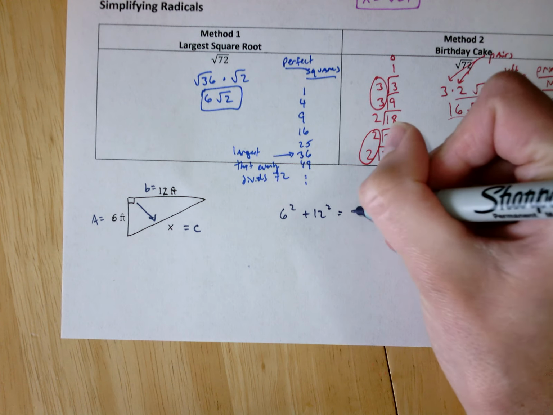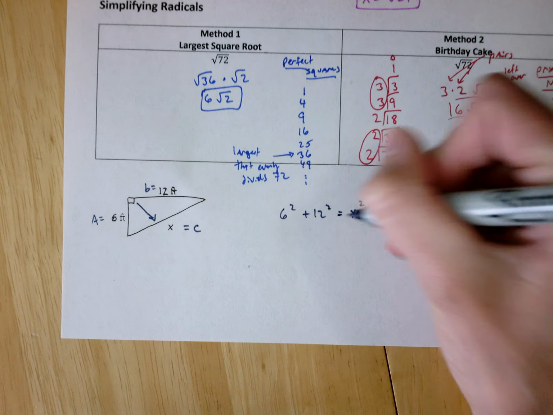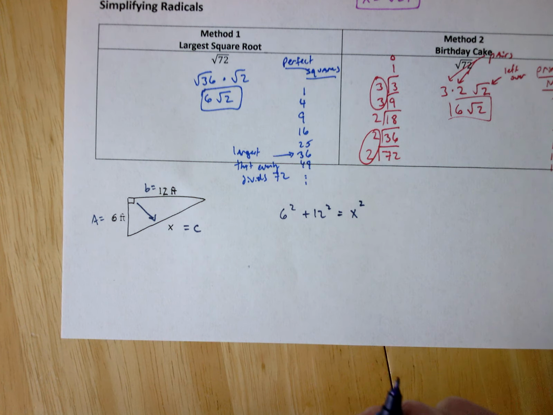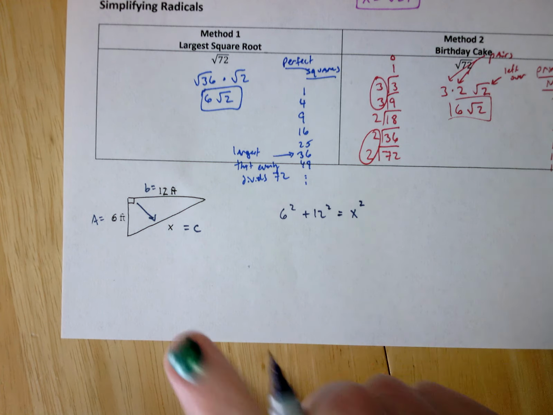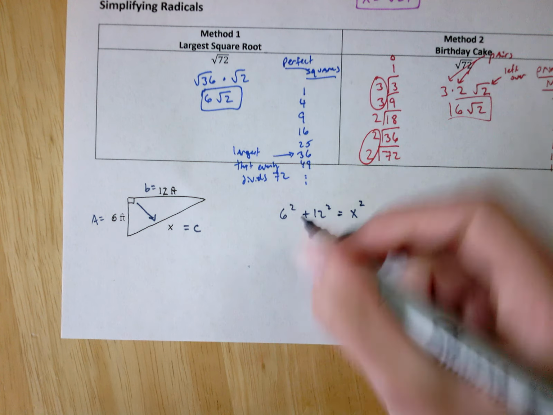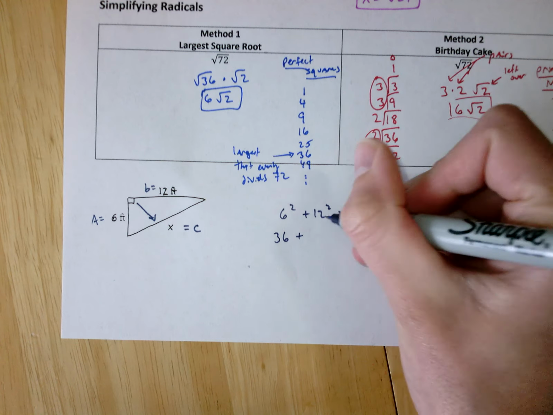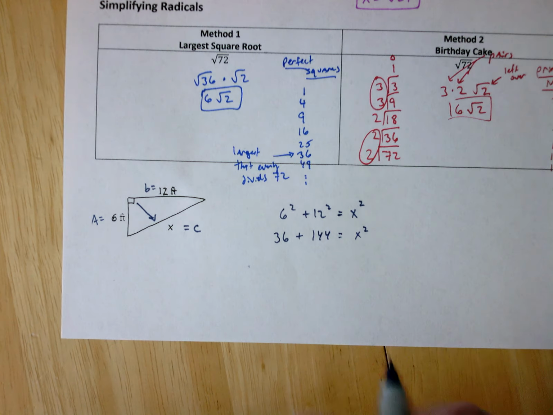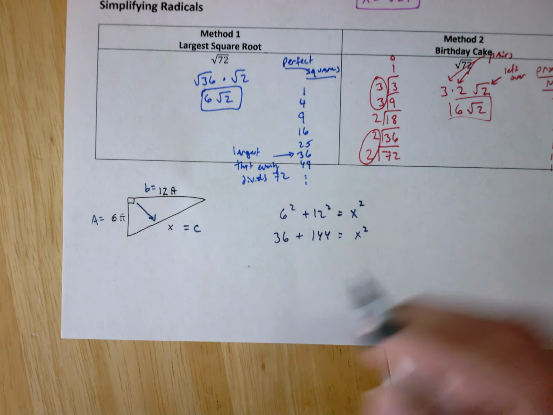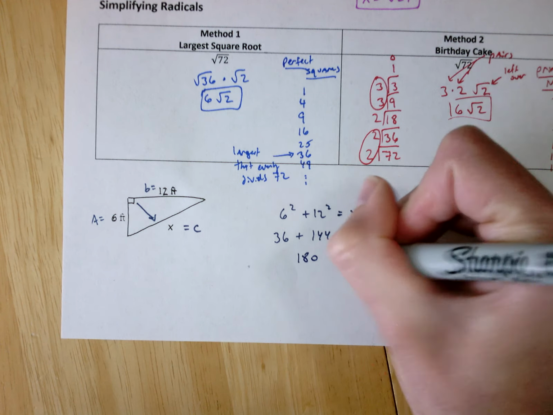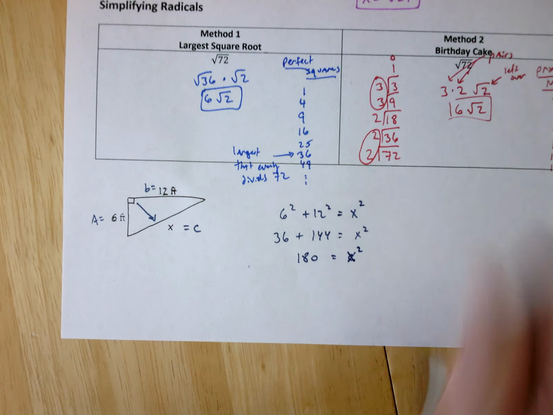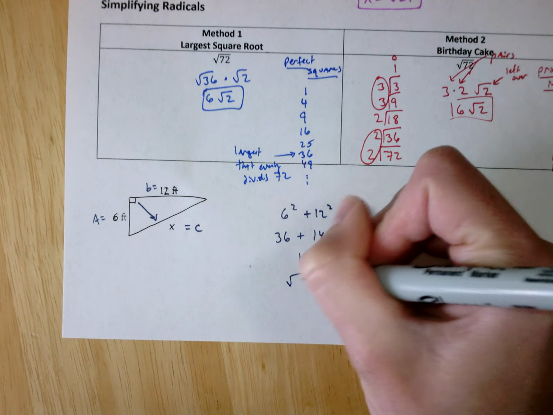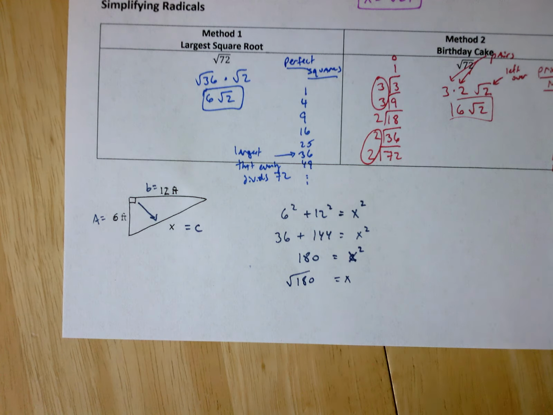equals c squared, so x squared. Okay, notice that this one, the x is in a different place than it was in the other 2 examples. That's fine. All right, so we're going to simplify this. So 6 squared, 36. 12 squared, 144. That's my unknown. When I add 36 and 144, that's 180. Okay, and then I need to square root it. So I'm going to get x equals the square root of 180.